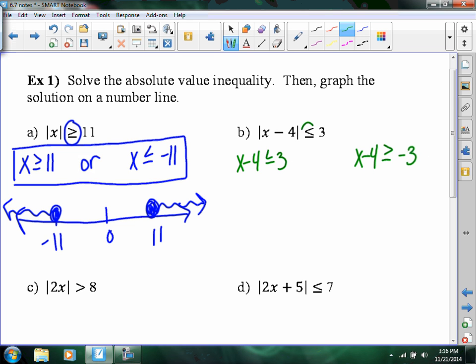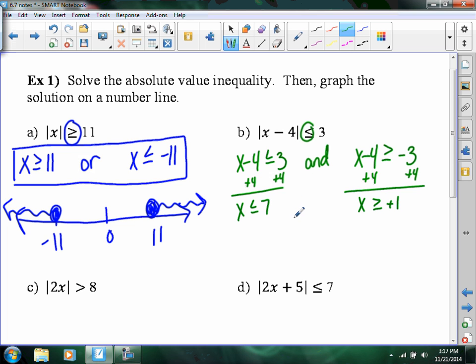And my sign was originally a less than, so I'm going to have and. Less than is and. So this one, when I get done and I get my answers, I'm going to have to rewrite it as a compound inequality for an and compound inequality. So as I'm solving, I'm going to add the 4, and I'll get x is less than or equal to 7. Add the 4 again. I'm going to get a different answer. x is greater than or equal to positive 1. So my solution has to be between 1 and 7.